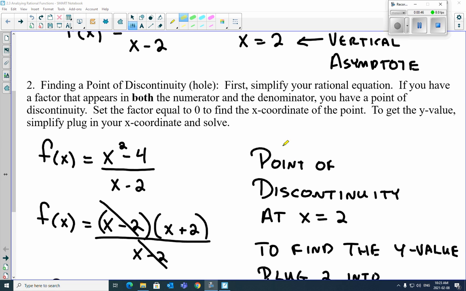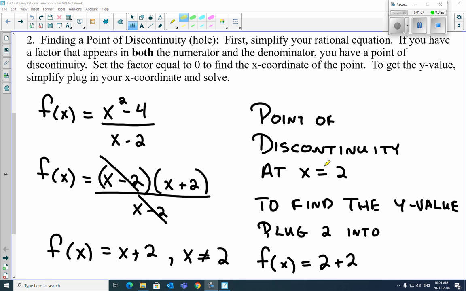First, simplify your rational equation. So here we have x squared minus 4 on the top. We can factor that, right? It's a difference of squares. So we have an x minus 2 and an x plus 2. So then what happens is these x minus 2's reduce. So we actually have a hole in the graph. So the hole in the graph is at x equals 2.